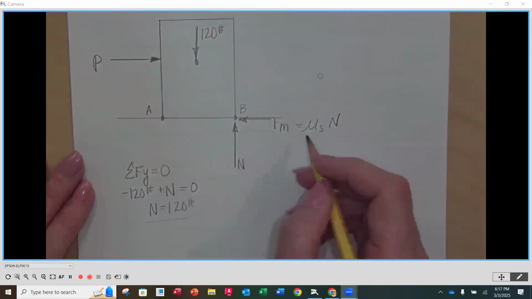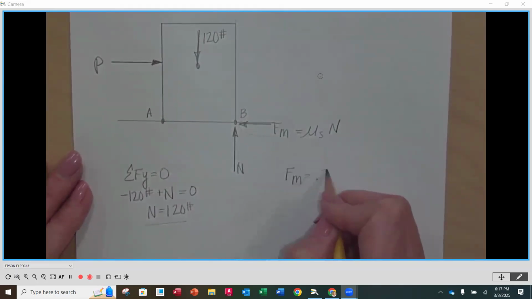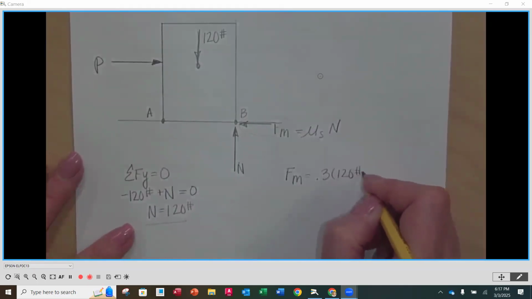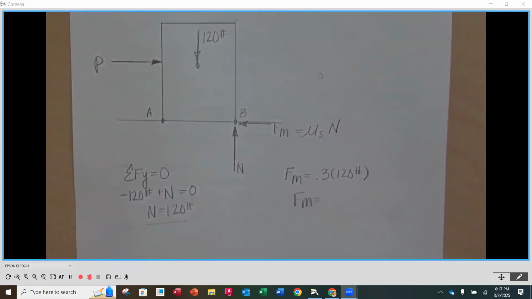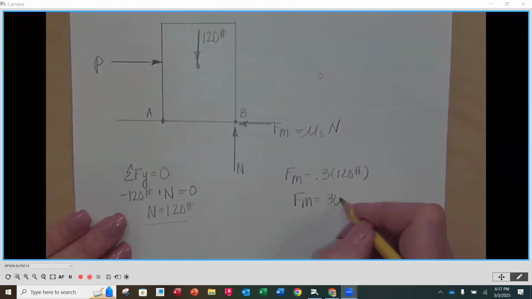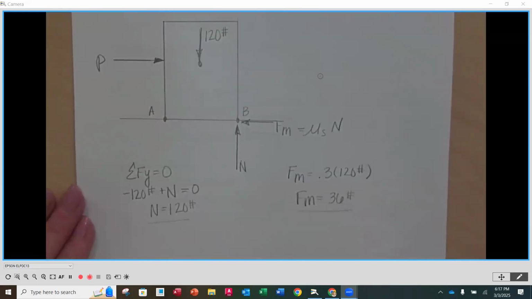So our maximum friction force then, kind of put it down here, is going to be equal to 0.3 times the normal force, 120 pounds. My maximum friction force, and again, this is that highest force on that curve, right before it stops moving, and you should get 36 pounds, right? So that's not a final answer.